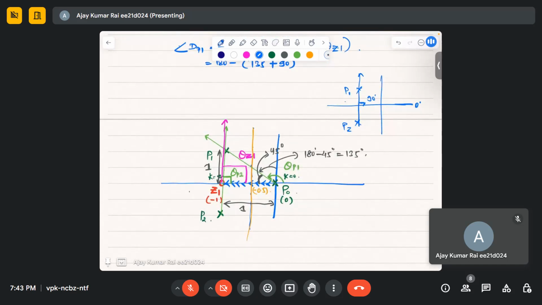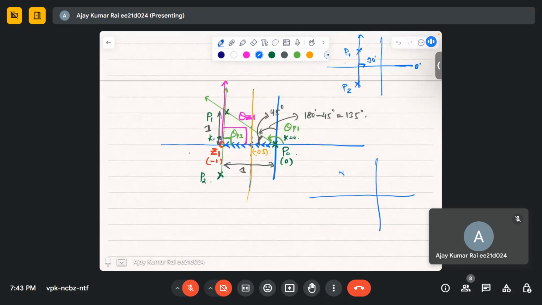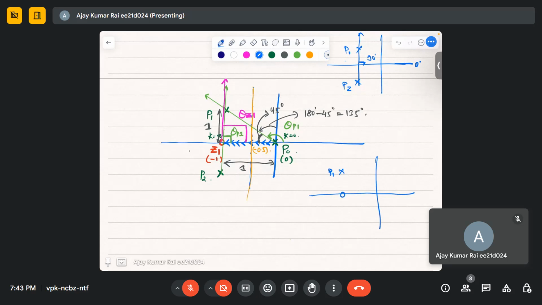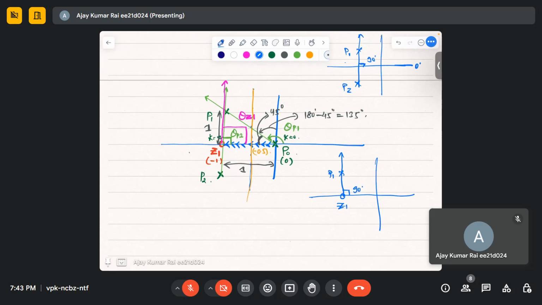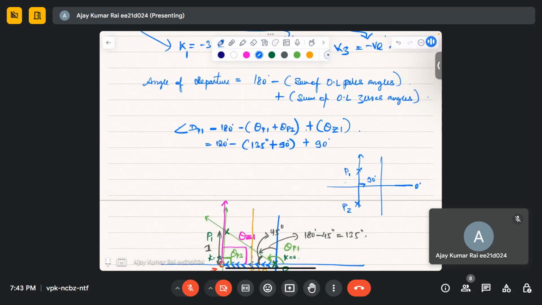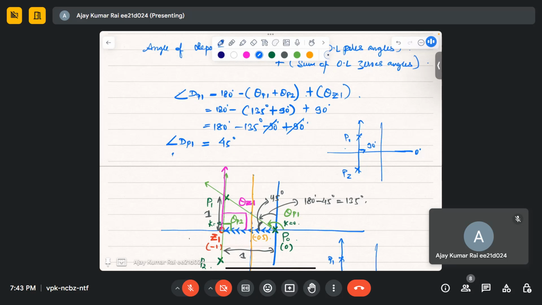So for theta Z1, let me draw again one diagram. This is P1 and this is your Z1. So what is the angle they are making? Again 90 degree. So this is plus 90 degree. So if you solve this, what you'll get is 180 minus 135 is 45 degrees. So angle of departure for P1 is 45. Again, if you try to calculate angle of departure for P2, you'll get minus 45.